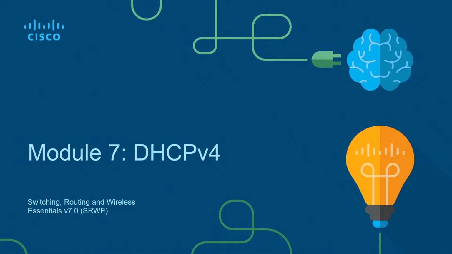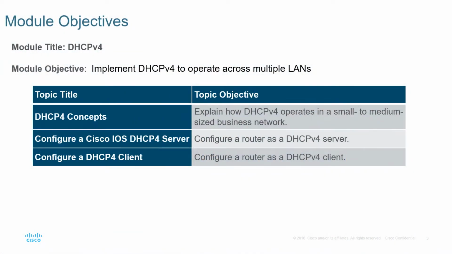This is Module 7, DHCP version 4. In this module, we'll look into the Dynamic Host Configuration Protocol. We explain how DHCPv4 operates in a small to medium-sized business network. We'll configure a router as a DHCPv4 server and configure a router as a DHCP version 4 client.